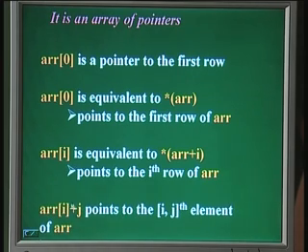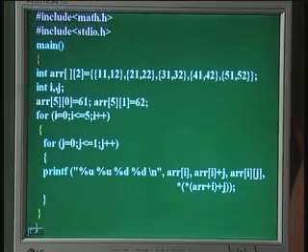If you want to pick up the ijth element, we say ARR of I, so that points to the ith row, and then plus j goes to the jth element. So that's the way we're going to point it out. We'll see the use of that. Here is a code which would implement this.